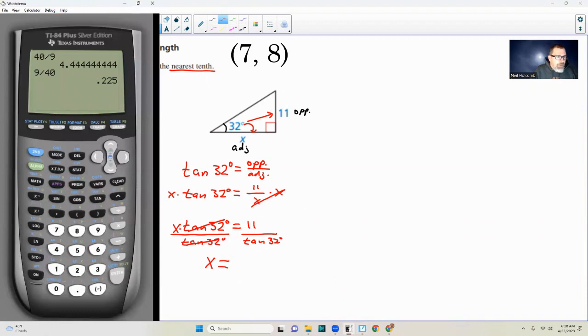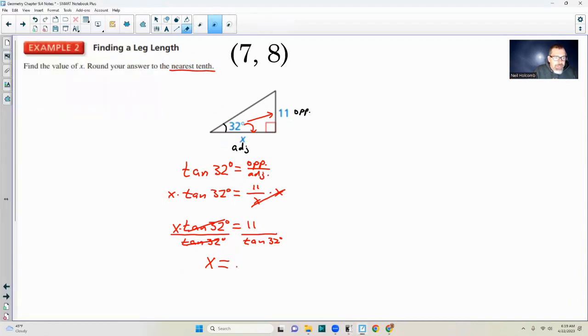And I'm just going to clear my screen here, and that's now when I use my tangent button. So first thing I'm going to do is go to mode in my calculator. Make sure you are in degrees. Radians are different. You won't do those until algebra 2. So I'm in degrees. I hit second mode to quit. And I have X equals 11 divided by, and in parentheses, I'm going to put the tangent of 32 degrees. And I hit enter, and the length is 17.6.